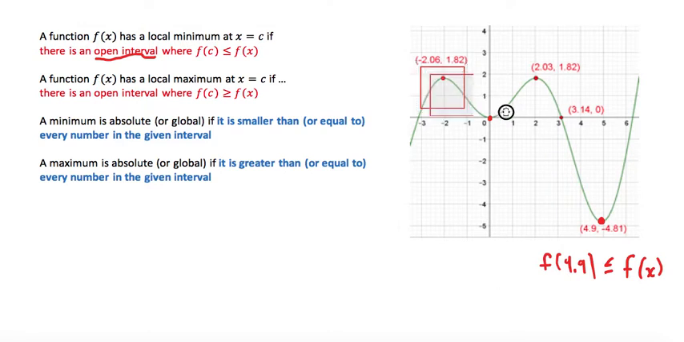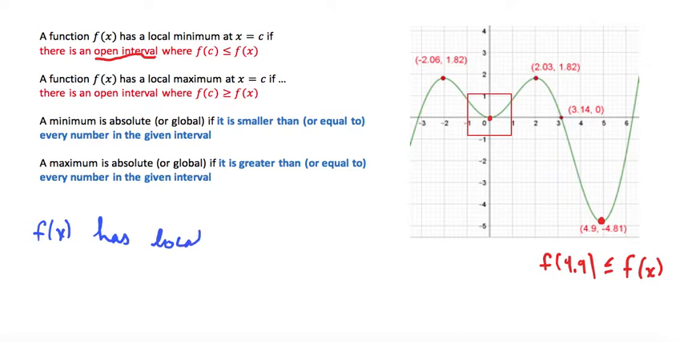So let's go back to this region here, and let's look at an example. In this little box here, f of 0 is a minimum. So let's write down some terms here. So f of x has a local minimum at x equals 0. So when x is equal to 0, f of x has a local minimum.